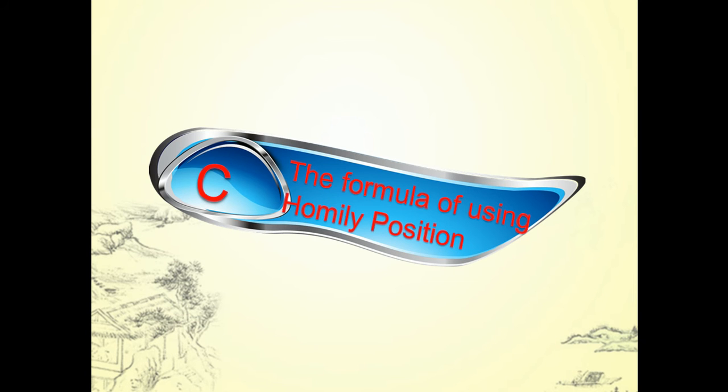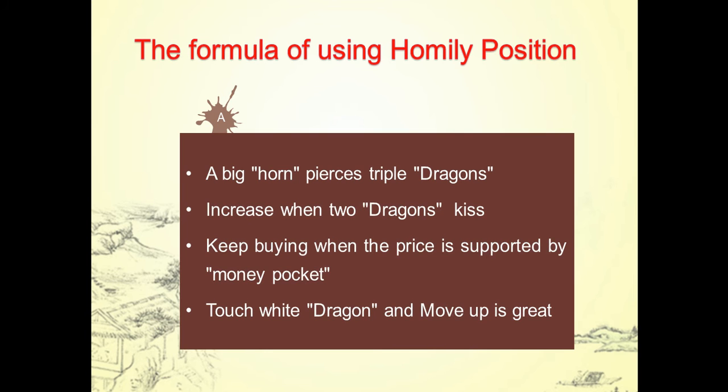The formula of using homely position. How to use homely position? The first one, a big bullish candlestick breaks the double dragons. Increase when 2 dragons kiss. Keep buying when the price is supported by the money pocket. Touch the white dragon and move up is great. This is the formula, and I will explain the details for you all.